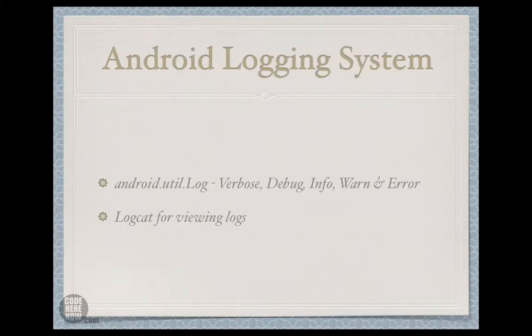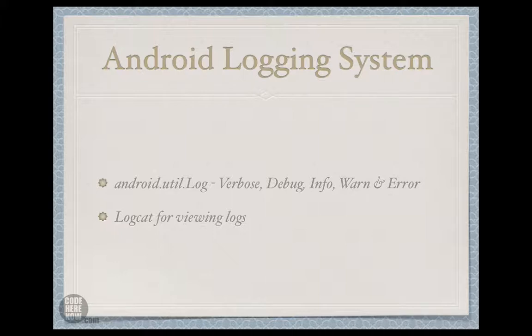From the developer's point of view, the Android logging system has two components which we will be using most commonly. The first one is the log class. This is the log class that allows you to log your messages. It has 5 logging levels: verbose, debug, info, warn, and error. These levels are in ascending order of priority.